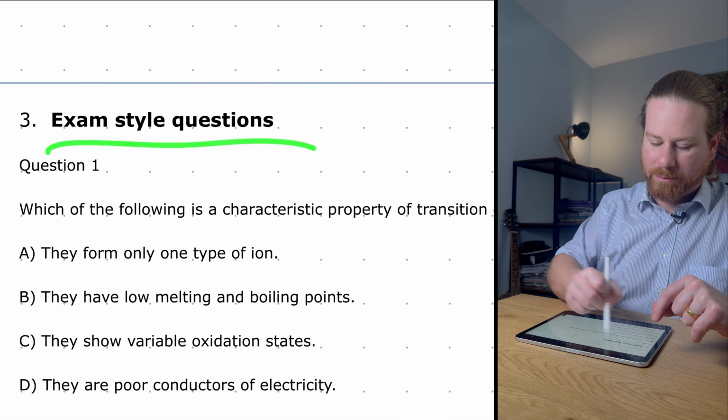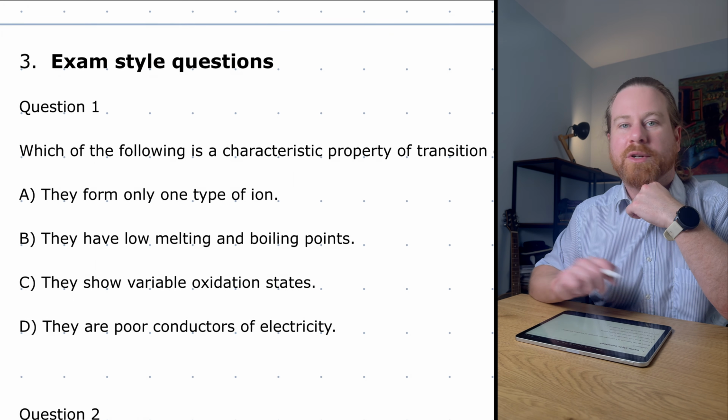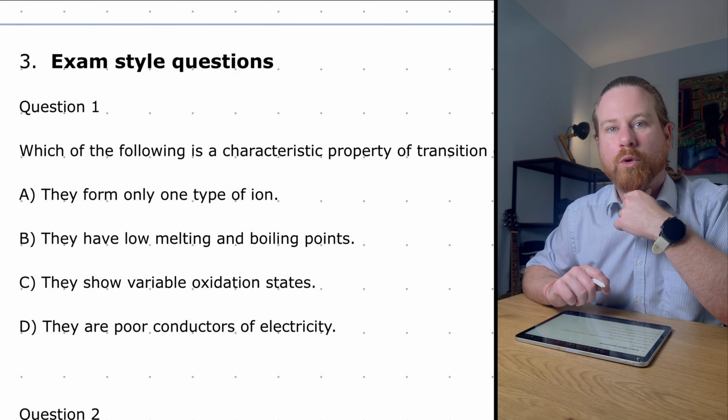Now on to some exam style questions. So what do we have? Let's just do a couple of multiple choices, one for transition metals, one for the noble gases, and I will leave the rest for you.